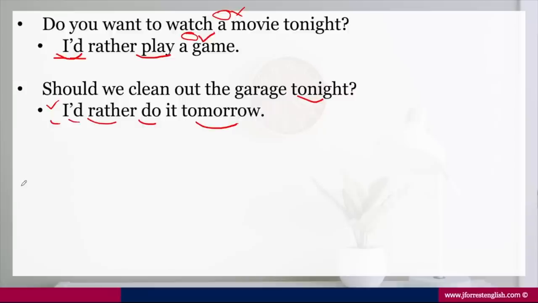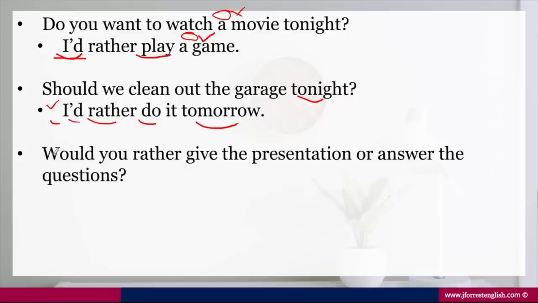Here's how it's commonly used in a question form. Would you rather give the presentation or answer the questions? So here are the two tasks, give presentation, answer the questions. So your colleague wants to know which one you want more. So notice in question form, we start with would, subject, rather, and then we have give, the base verb. So the only thing we're doing is inverting the subject and would.